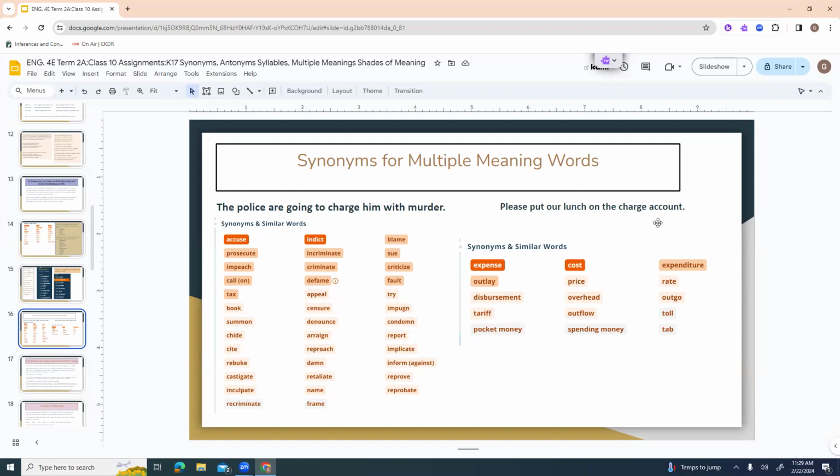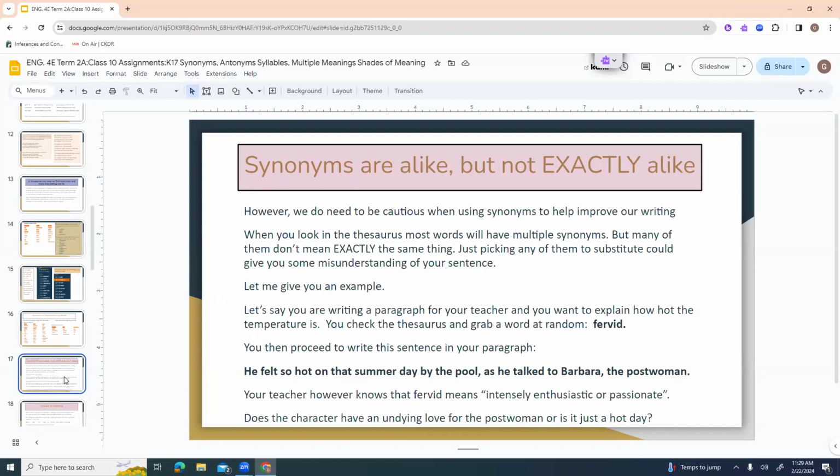Over here, I mean something different. Please put our lunch on the charge account. So here are my synonyms that have that same kind of meaning of cost, expense, expenditure, outlay, pocket money, all of those kind of things. It seems like it's not a big thing, but it could give an unintentionally funny effect, or confusing effect, if you pull up the wrong type of synonym. So be mindful of that when you're looking things up in the thesaurus.